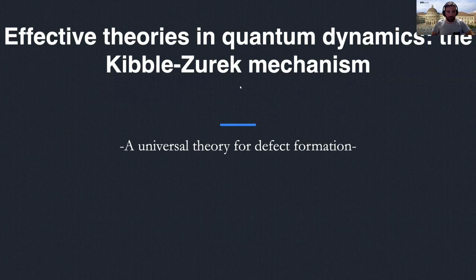So what I'm gonna show you is basically some advancement that we had made in the description of defect formation in a many-body quantum system with long-range interactions, and I'm also going to do a comparison to what happens for systems with nearest neighbor interaction.